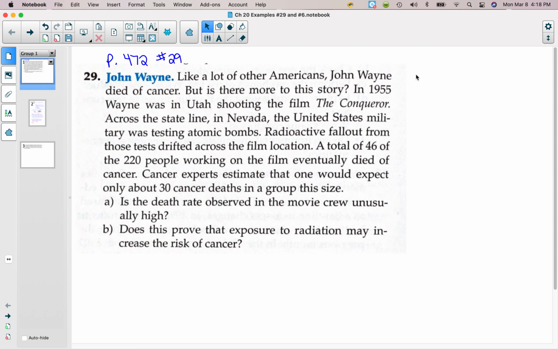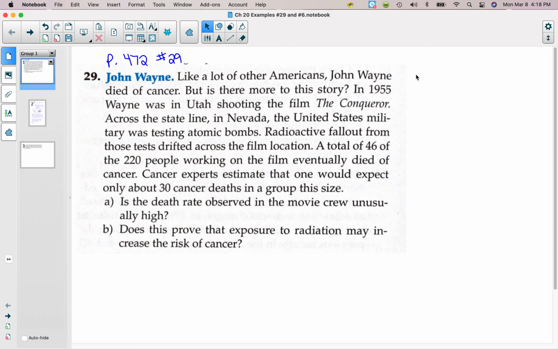An example of a significance test. This is problem 29 on page 472 in your textbook. I hope you all know who John Wayne is. If you don't, every American should know who John Wayne is. Like a lot of other Americans, John Wayne died of cancer. But is there more to this story?